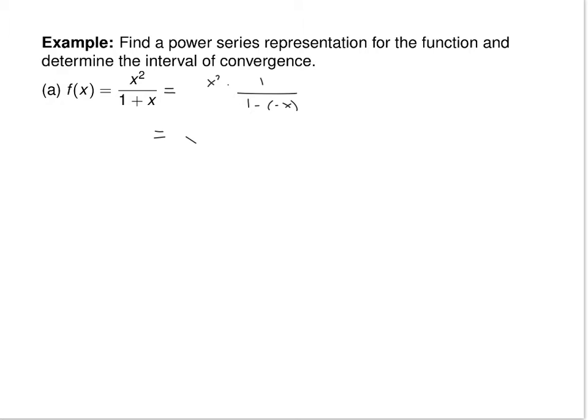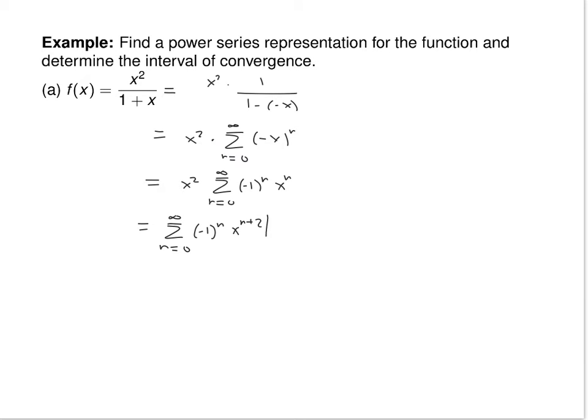And you can think about this as x squared times the sum from n equals 0 to infinity, negative x to the n, or x squared times the sum from n equals 0 to infinity, negative 1 to the n, x to the n, which is the same thing as the sum from n equals 0 to infinity, negative 1 to the n, x to the n plus 2.